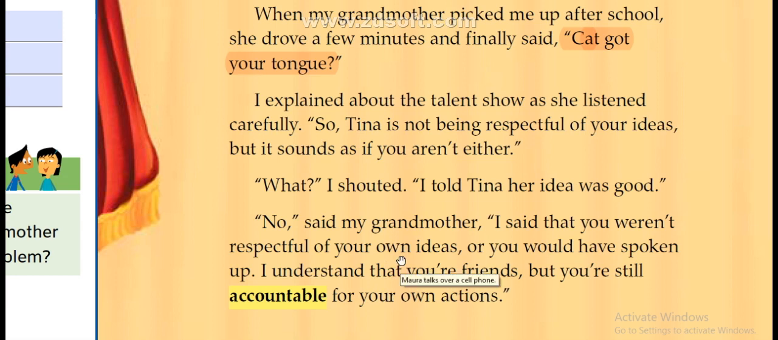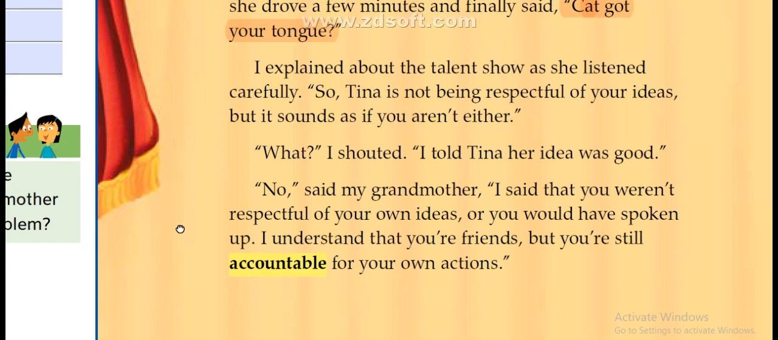What did grandma mean by that? What does she mean by that? She means that Mora is not speaking up. If you don't speak up and say your own ideas and say what you think, this means that you're not respecting your own ideas. Because if you respect your own ideas, you should speak up and say them, right? So that's what grandma told Mora.